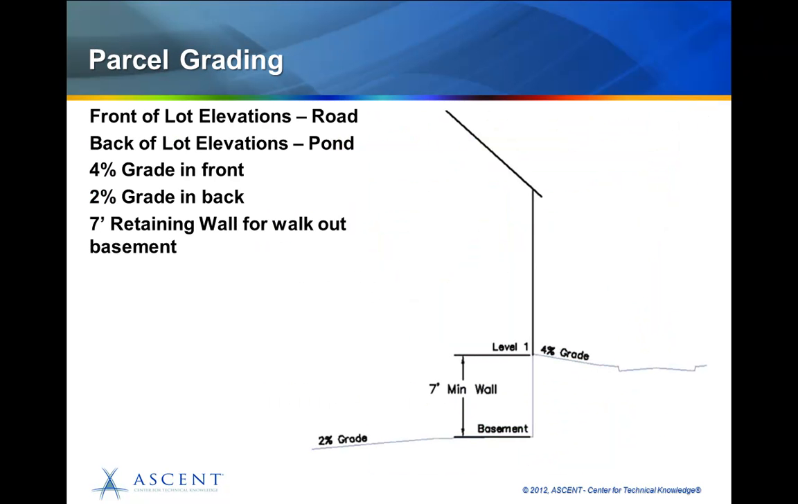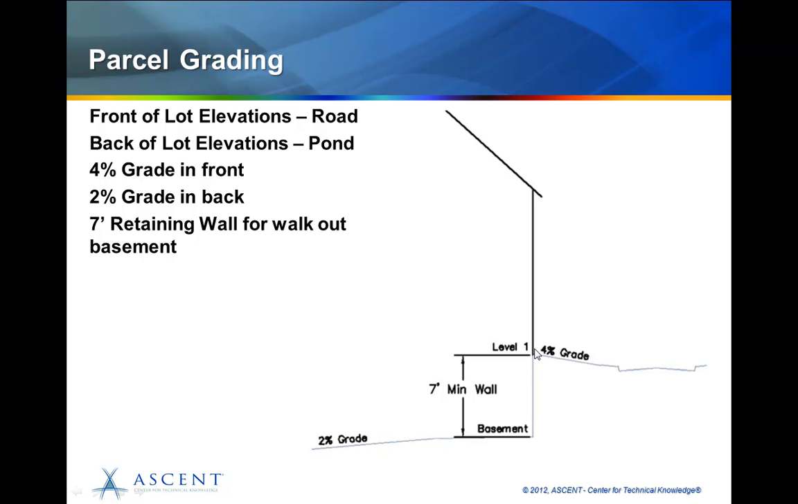The next chapter is our parcel grading, and when we talk about the parcel grading, we have a complex situation going on. For instance, you can see in the picture here, we have the street on the far right that basically shows the crown of the road and the curb and gutter and sidewalk, but then we're going to go from that sidewalk up a 4% grade to the front of the house.